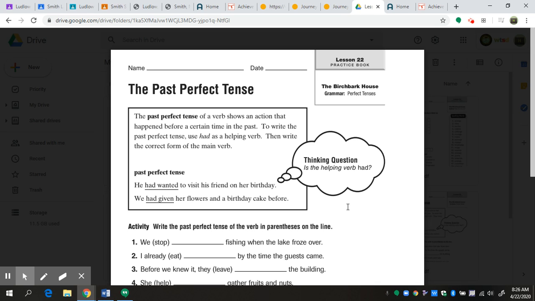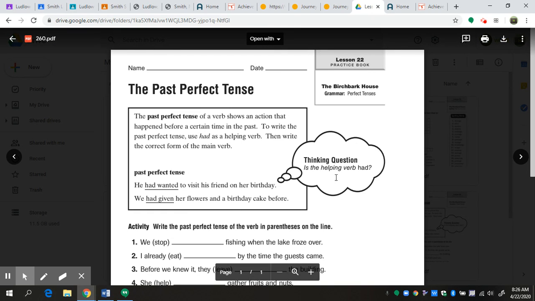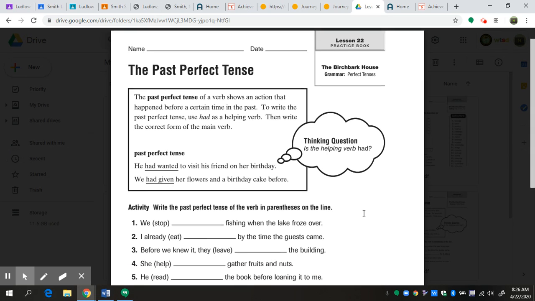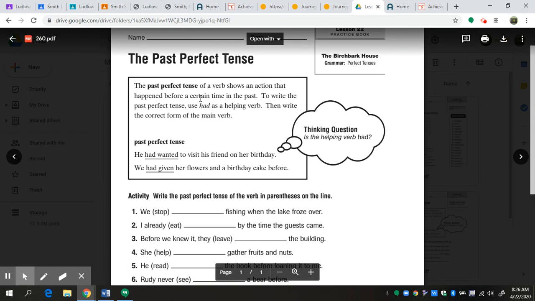Good morning. So, yesterday we went over the present perfect tense. Today we're going to be talking about the past perfect tense and the future perfect tense. Instead of doing it on the projectable, I'm going to go over it on your actual worksheets so that the video will be a little bit shorter and a little bit easier for you to handle. So, let's look at what our cheat sheet says.